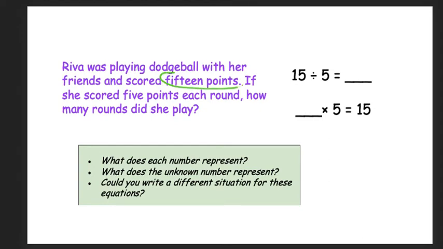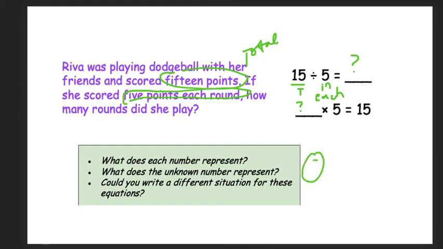So 15 points would be the total, which always comes first in the division equation. And then we know she scored 5 points each round. So 5 in each. That essentially means that the mystery number, the unknown, is going to tell us how many rounds she played. So 15 divided by blank, 15 divided by 5 equals blank rounds. Blank times 5 equals 15.